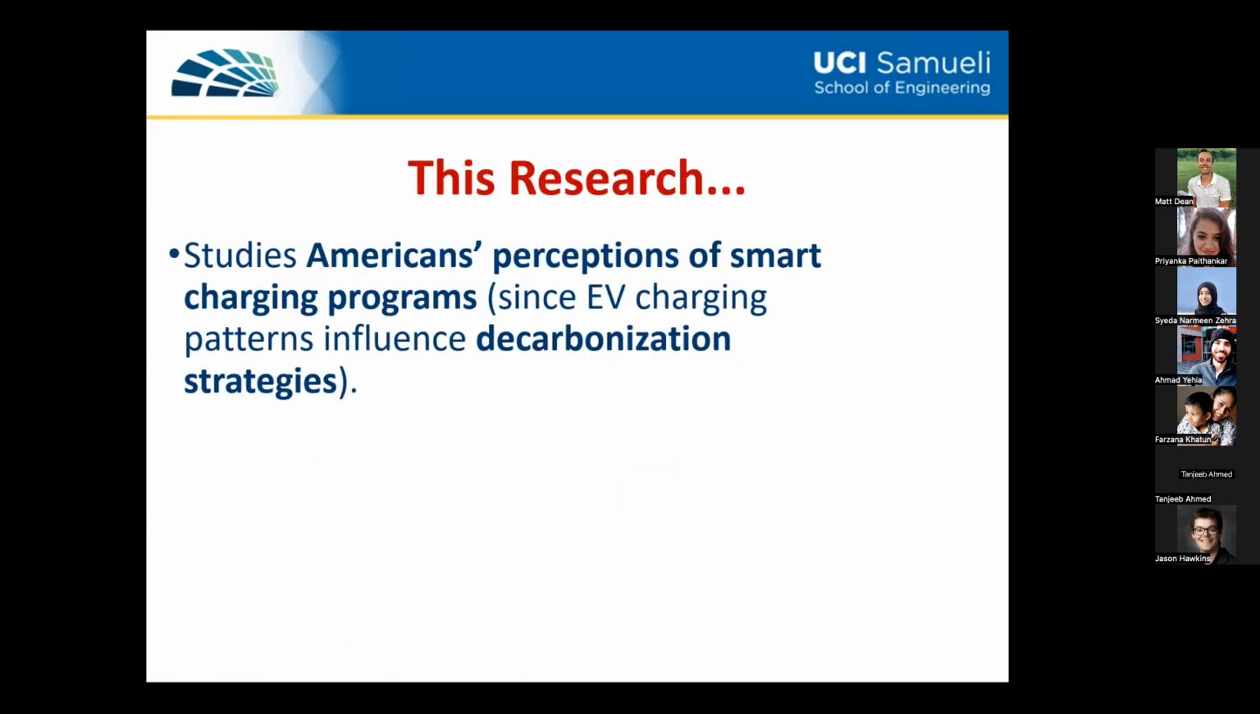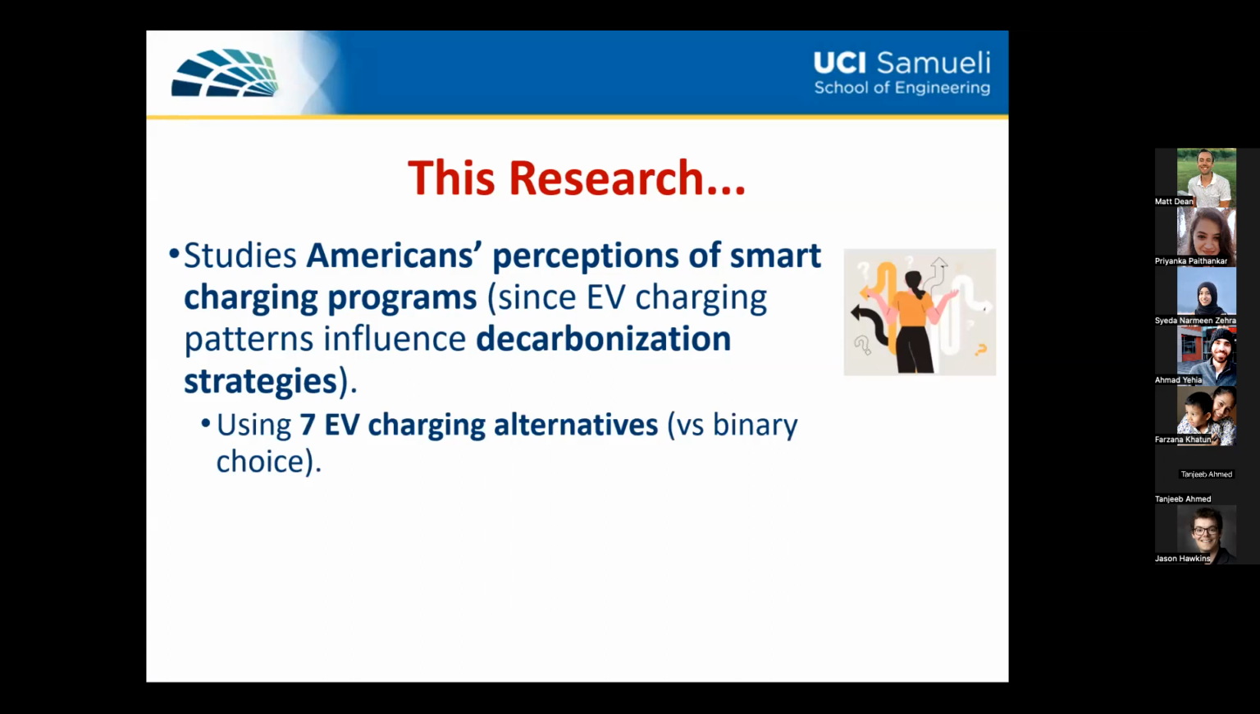So what are we doing right here? All of the prior papers looked at typically non-US countries but one, and we know that public's trust in new technology depends upon that region, and particularly, for example, the power suppliers and their trust in their local power companies. So that's why we're focusing now on Americans' perceptions of smart charging programs.